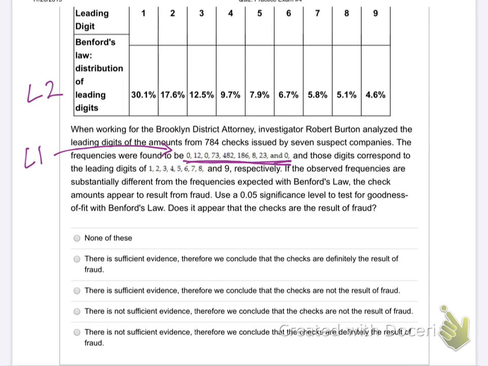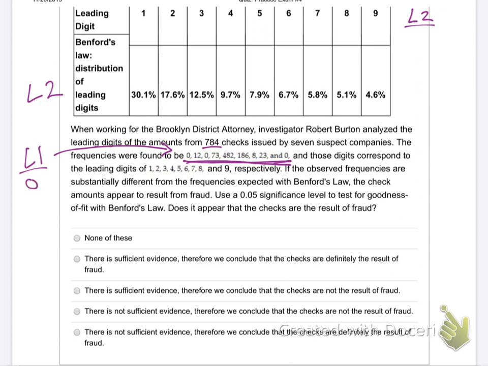L2 is going to come from these percentages, like 0.301, times the total amount. How many total numbers? Says it right there, 784 checks. So I'm going to multiply each of those by 784 and just put it in your calculator that way. Here's what I'm saying. Let me be really clear. Write down L2. So here's L1.